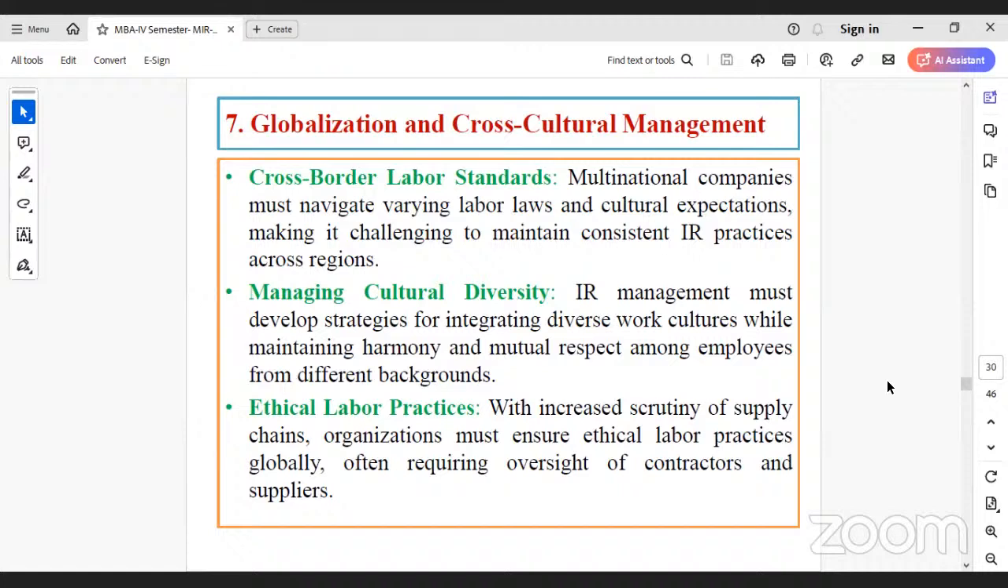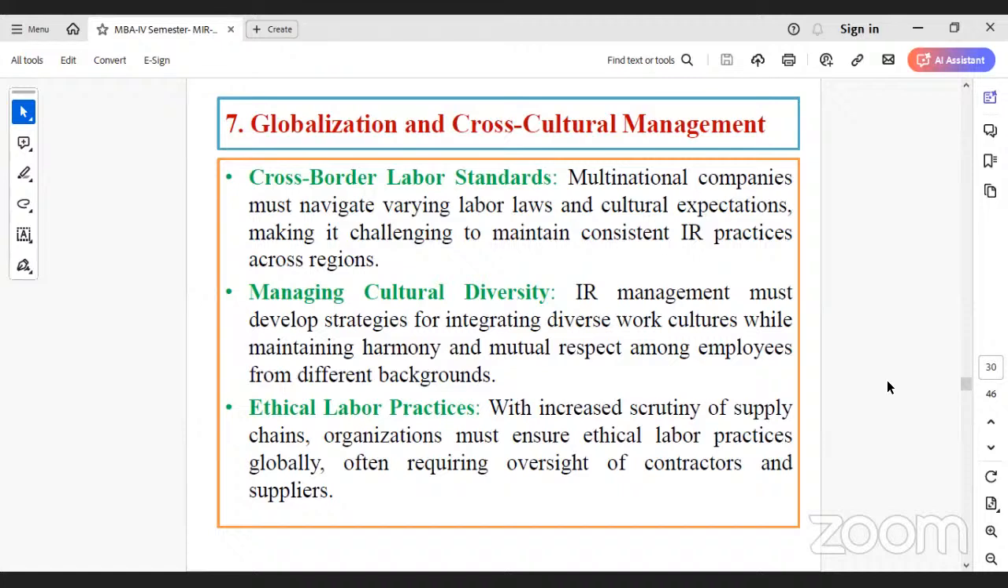There is a company culture. So cross-border labor standards: multinational companies must navigate varying standards. So managing cultural diversity: industrial relations management must develop strategies for integrating diverse work cultures while maintaining harmony and mutual respect among employees from different backgrounds.